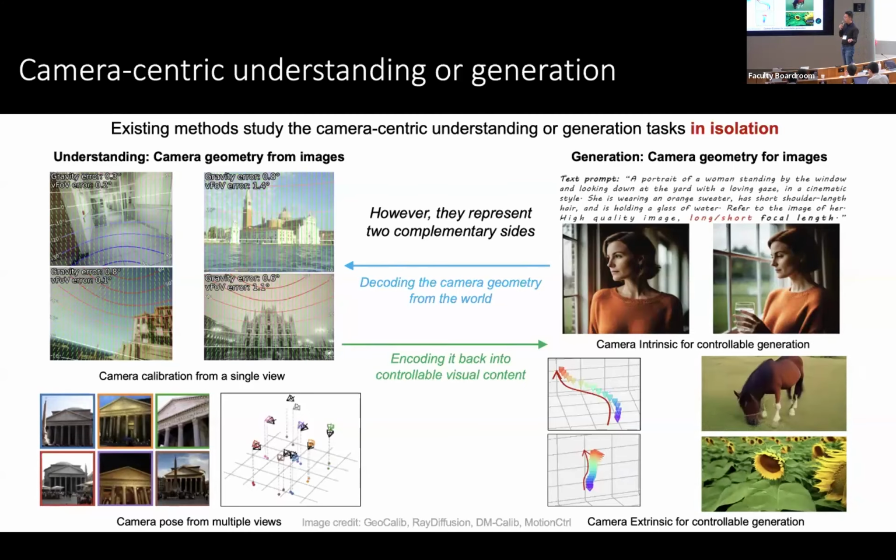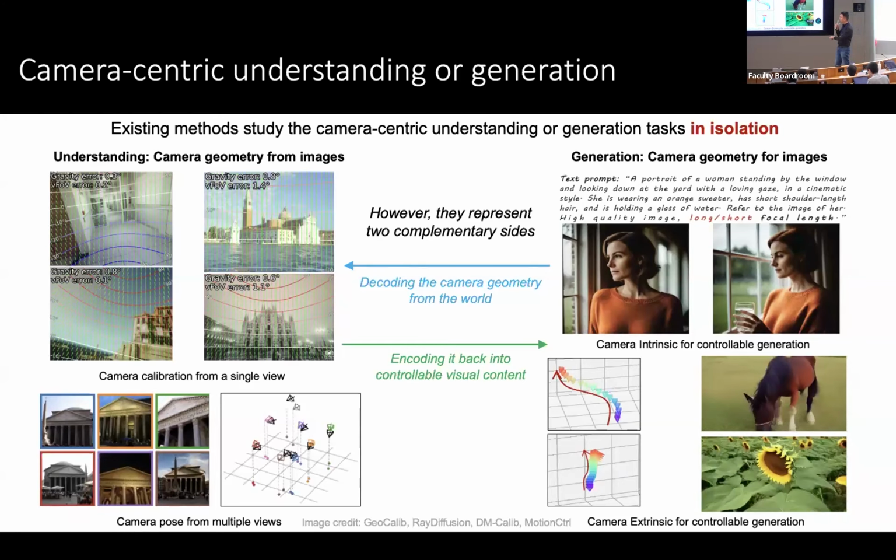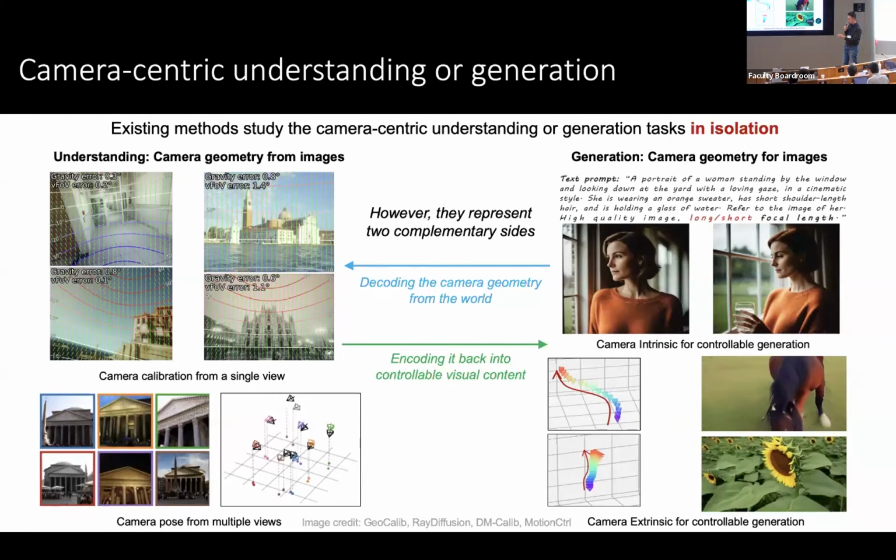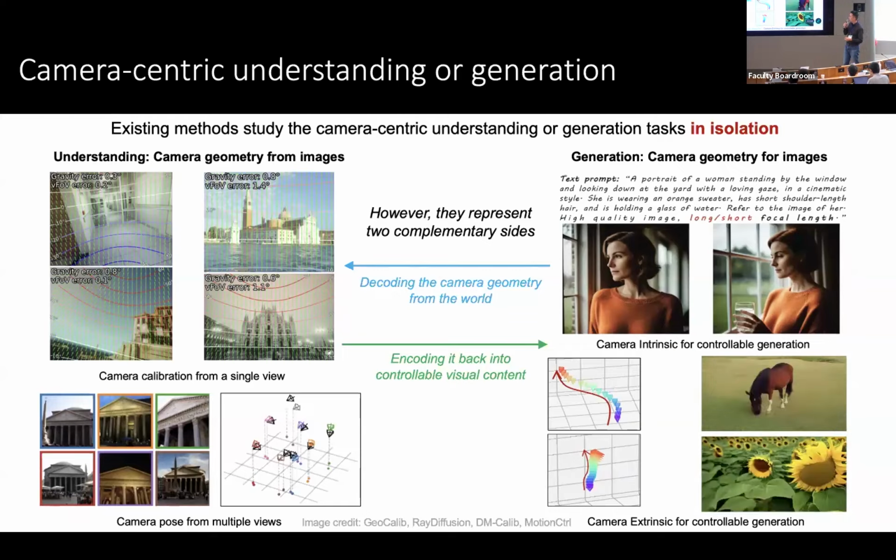When you go from understanding to generation, you basically need to encode the geometry to control the visual content. When you go from generation to understanding, you basically need to decode the camera geometry from the world and do the understanding. So we are asking whether we could have a way to combine these two problems together and solve them in a unified framework.